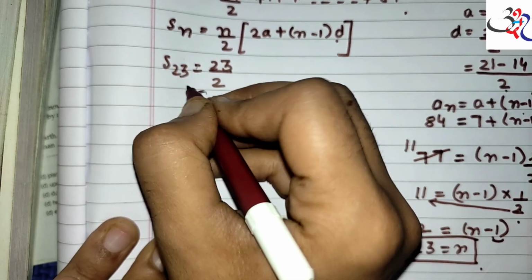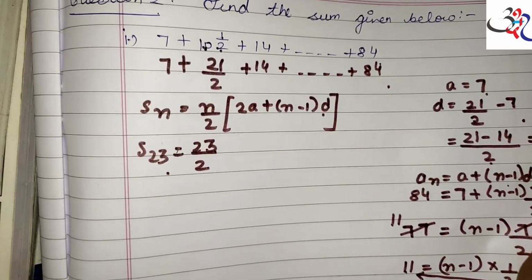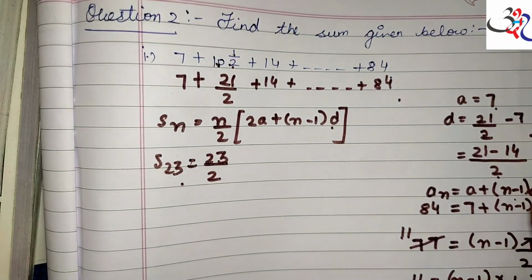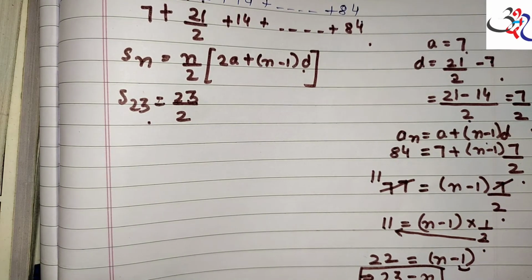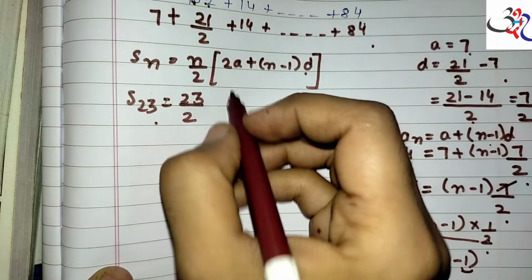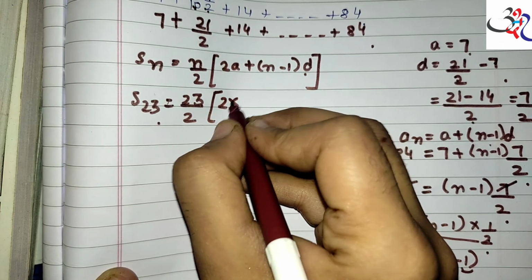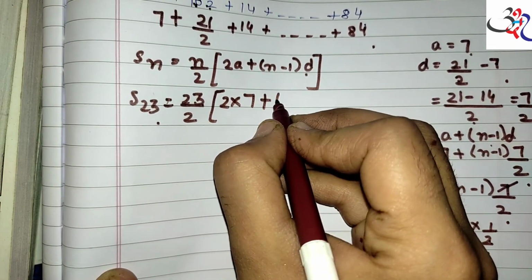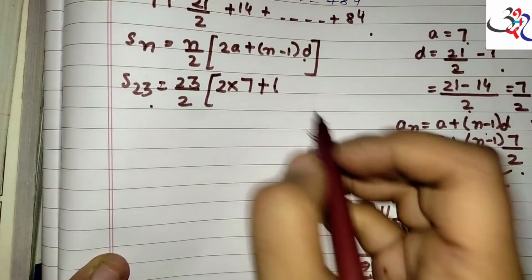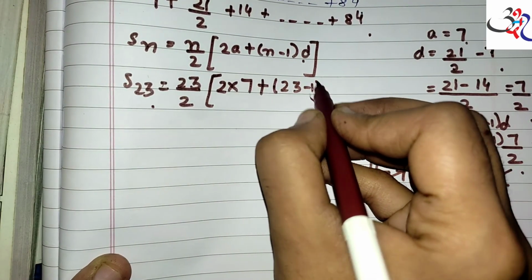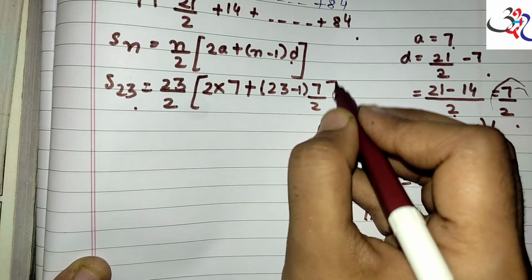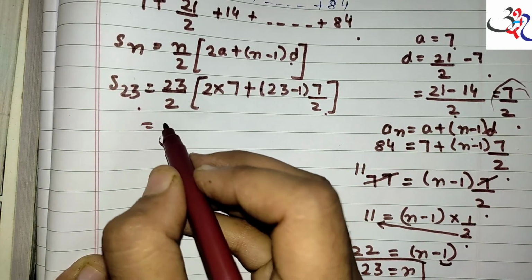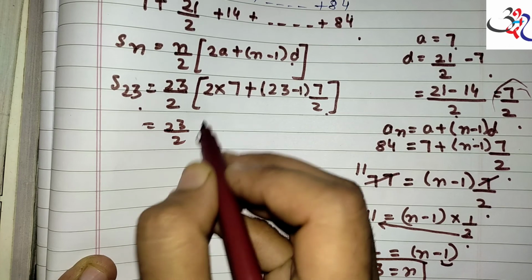Very simple. In the second question you just have to first find out the value of n by using the formula an is equal to a plus n minus 1 into d. So now 2a is what? A is my 7 plus n is what? N is my 23. 23 minus 1 and d is what? D is my 7 by 2. Okay, so solve it and get your answer.